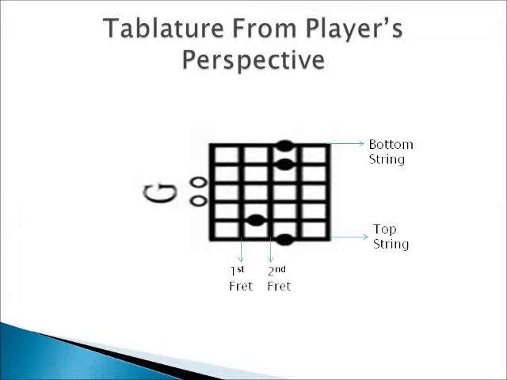As you can see in this slide, you still have the G chord tablature, although it's been rotated counterclockwise. And this is just to help the guitar player get a better view of what's going on. Your horizontal lines represent the strings, and your vertical lines represent the frets on the guitar. Now this is as if the guitar were being held in the guitar player's lap and he were looking over the top of the guitar.